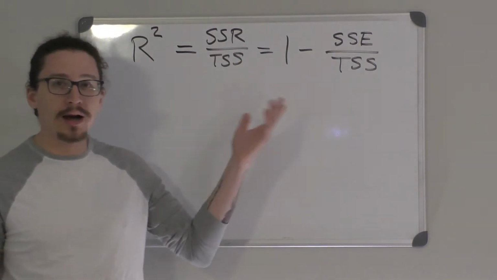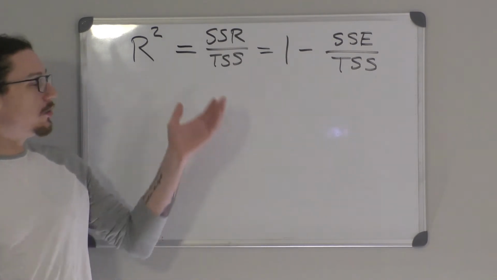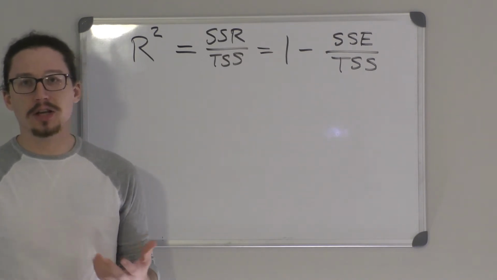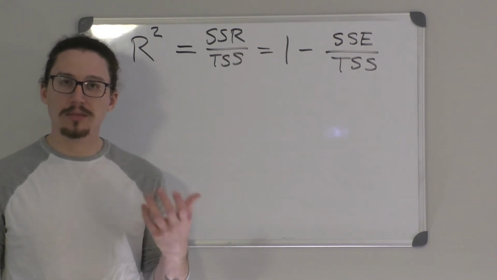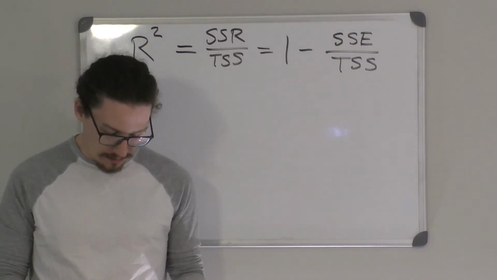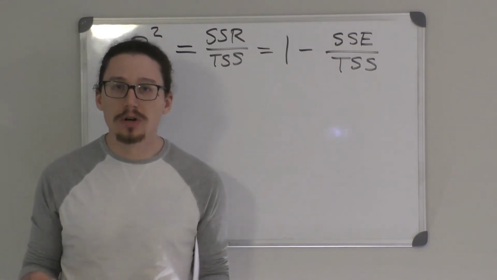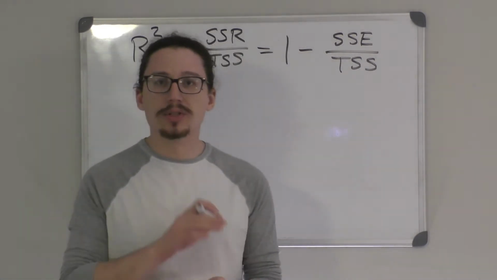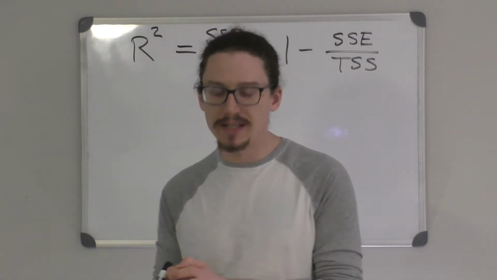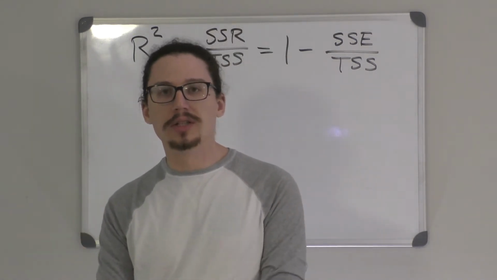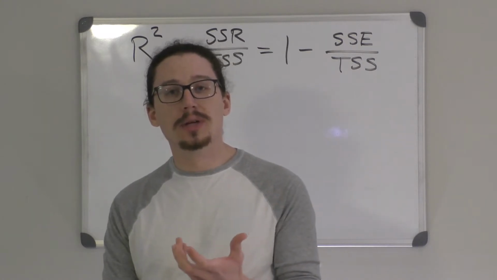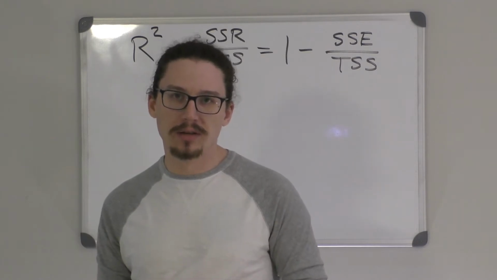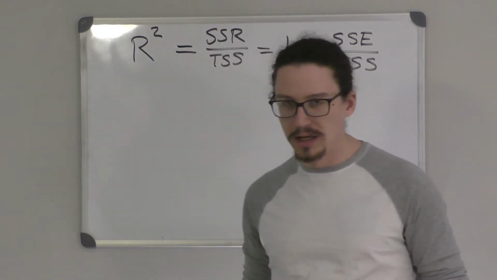In either case, what we are seeing here is a ratio of explained variation to total variation. So how much of the variation in our data is explained by the model? That's what we're getting at. And in fact, that is how we are going to interpret R squared. Once we get R squared, it's going to be a decimal value. We can convert that into a percentage, and that percentage is how much of the variation in the dependent variable is explained by the model.